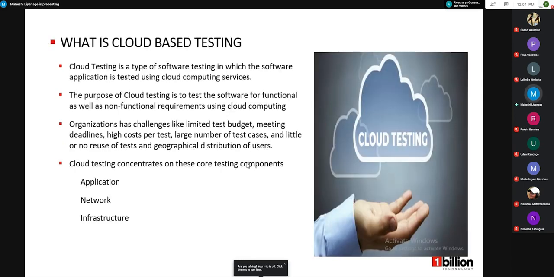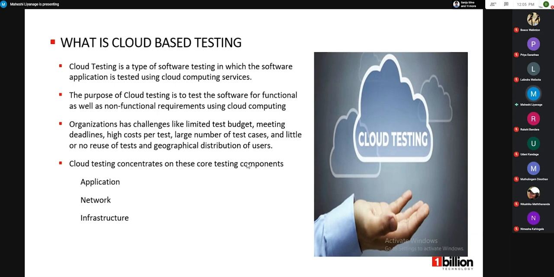So now we'll see what is cloud-based testing. Cloud testing is a type of software testing where the software application is tested using cloud computing services. This form of testing is performed in a third-party cloud computing environment, and that gives us the required infrastructure to perform our tests. The purpose of cloud testing, as generally we do, is to test the software for functional and also non-functional requirements using cloud computing.